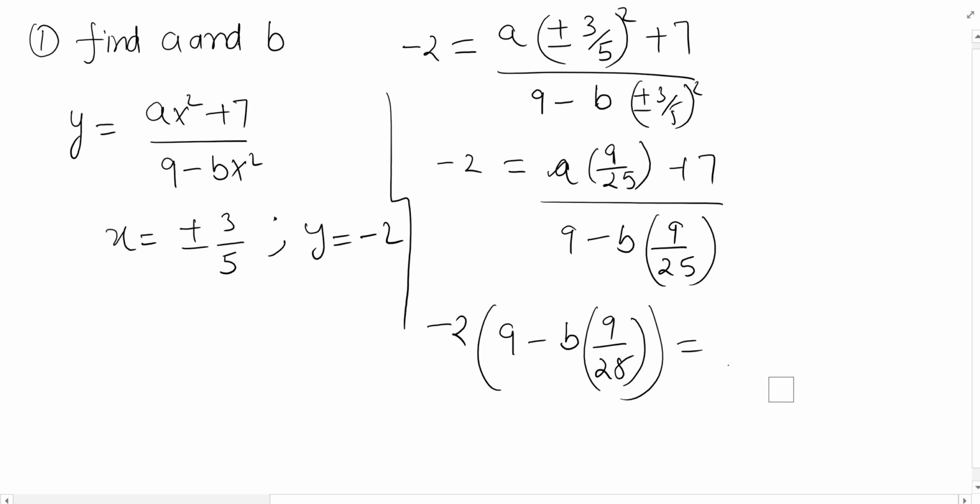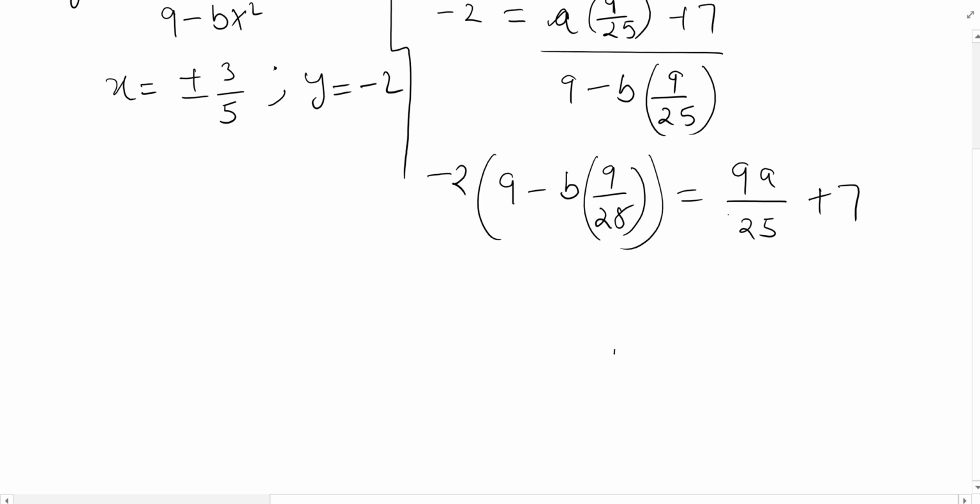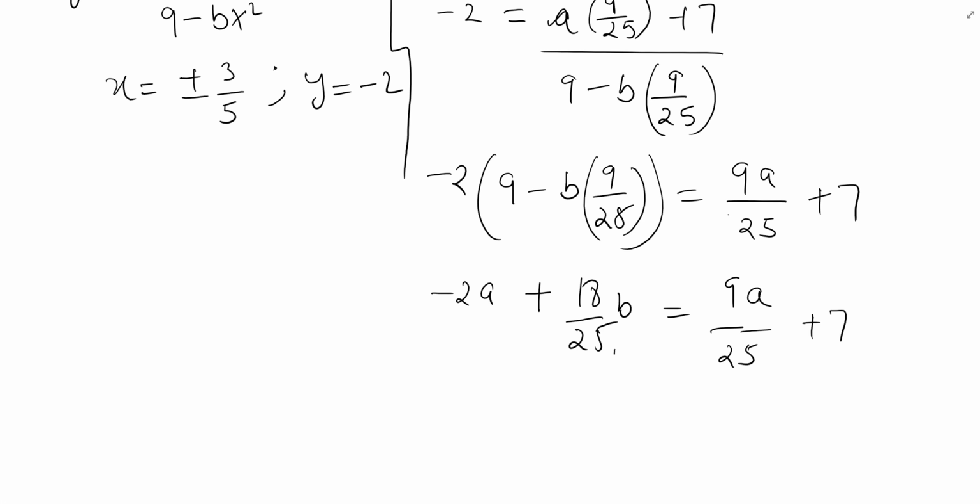Let me make it 9 over 25 plus 7. Now we times them by a, 2 minus 2a, minus minus plus 2 times 9 is going to be 18 over 25. And the b, I forgot to write b there. So there we have 9a, looks like 9a. So that is the relation. We can gather the a and b terms, and then we can establish a relation.